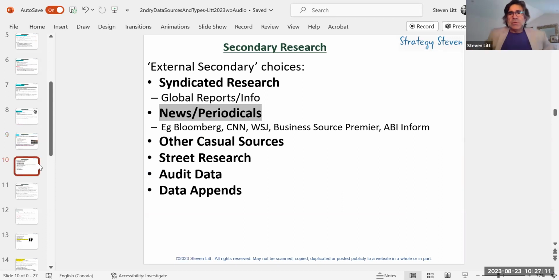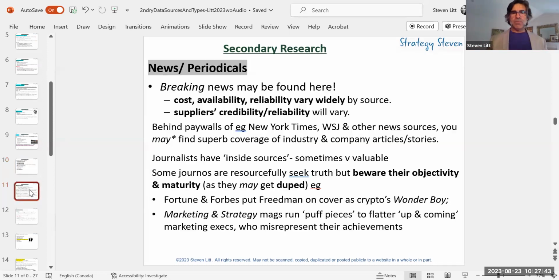Now let's move on to news periodicals. These can be trade magazines, industry mags, Wall Street Journal, Bloomberg, etc. All kinds of news sources, and frequently post-secondary institutions or municipal libraries may have business periodicals indexes, such as ABI Inform, Business Source Premier. They agglomerate or aggregate a whole lot of different publications together in one keyword-friendly format.